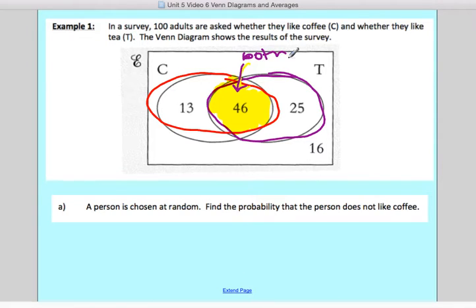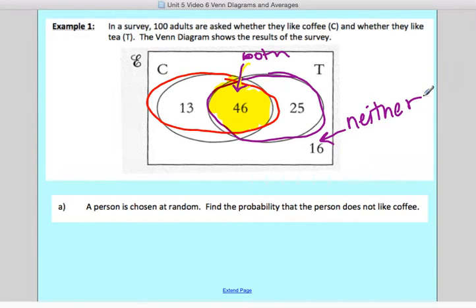So really, the number of people that like coffee would be 46 plus 13, which would be 59. So we'd have 59 people like coffee, and here would be our total number of people who like tea. Then when you talk about the 16, the people on the outside of those circles, that means they like neither. They do not like coffee, and they do not like tea.